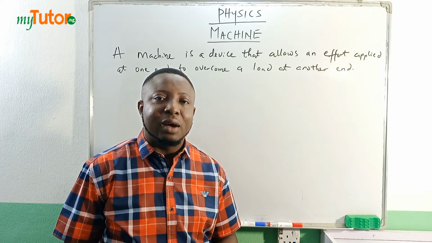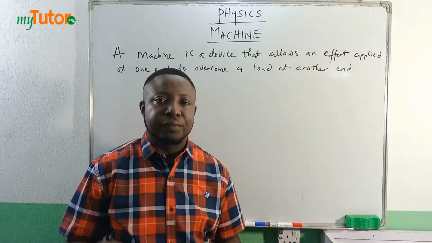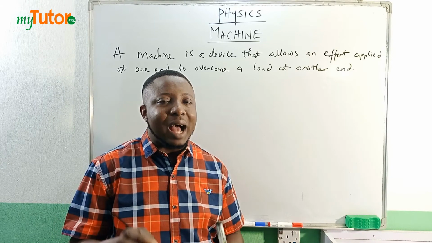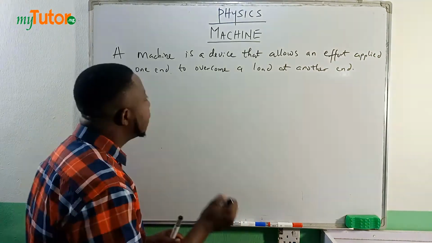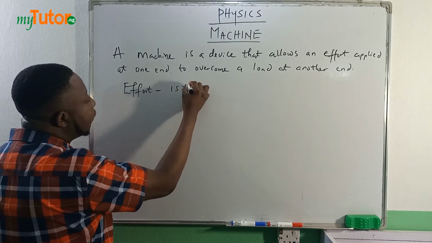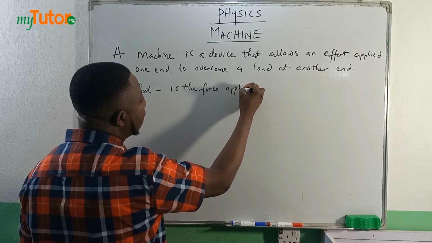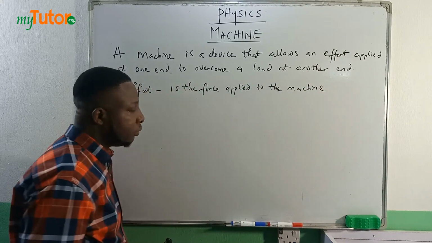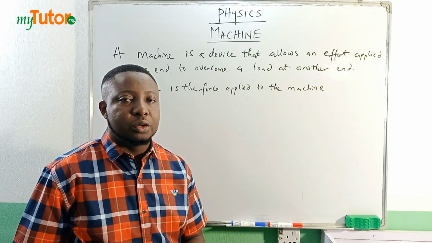Any device that allows a force applied at one end to overcome a resisting force at another end is called a machine. The force that is applied to the machine is called an effort. So the terminology we're defining is effort. So effort is the force applied into the machine, and since it's a force, effort will be expressed in the unit called Newton.